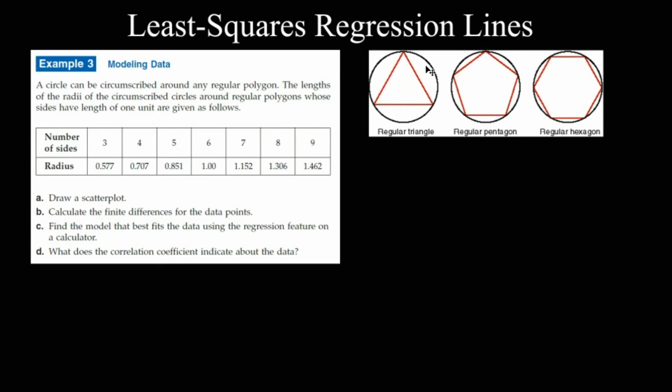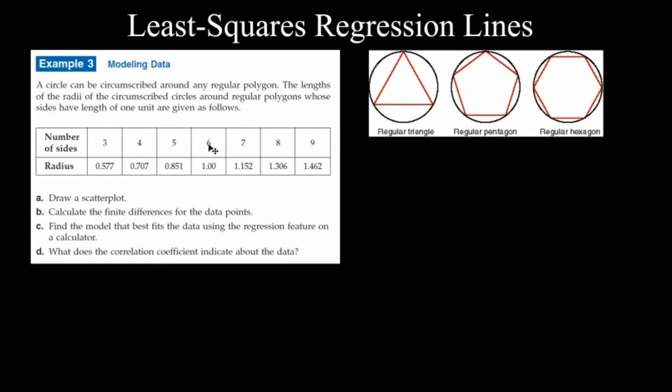A circle can be circumscribed around any regular polygon. The lengths of the radii of the circumscribed circles around regular polygons, whose sides have lengths of 1 unit, are given as follows. So here we have a triangle where the side lengths are 1 unit long, the radius to the circumscribed circle would be 0.577.